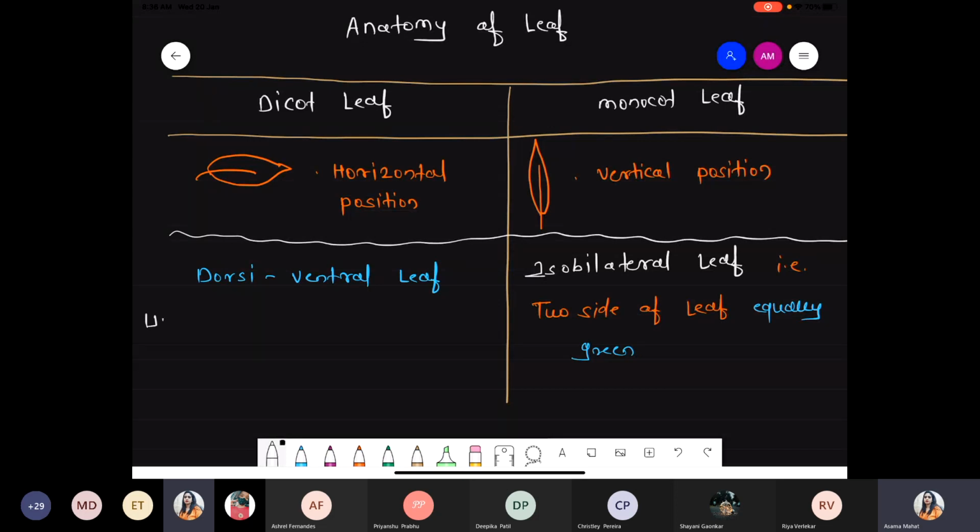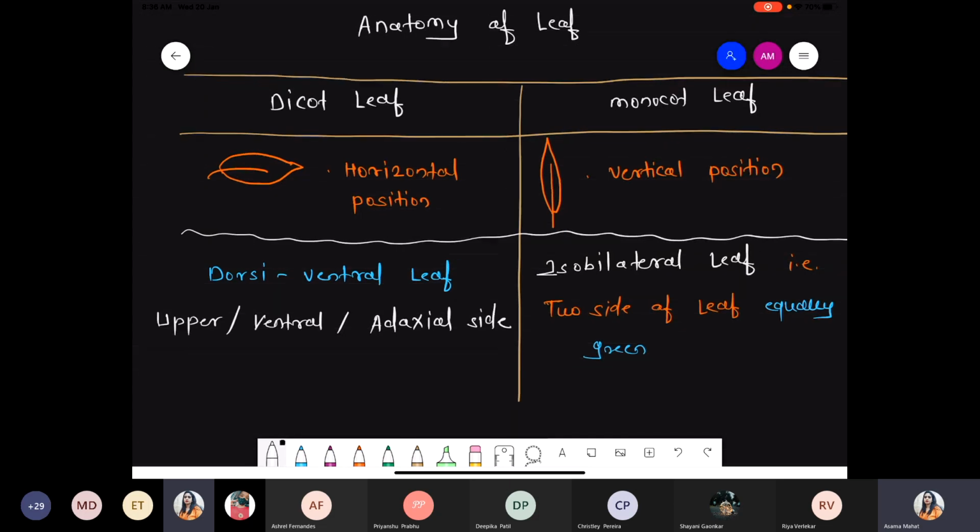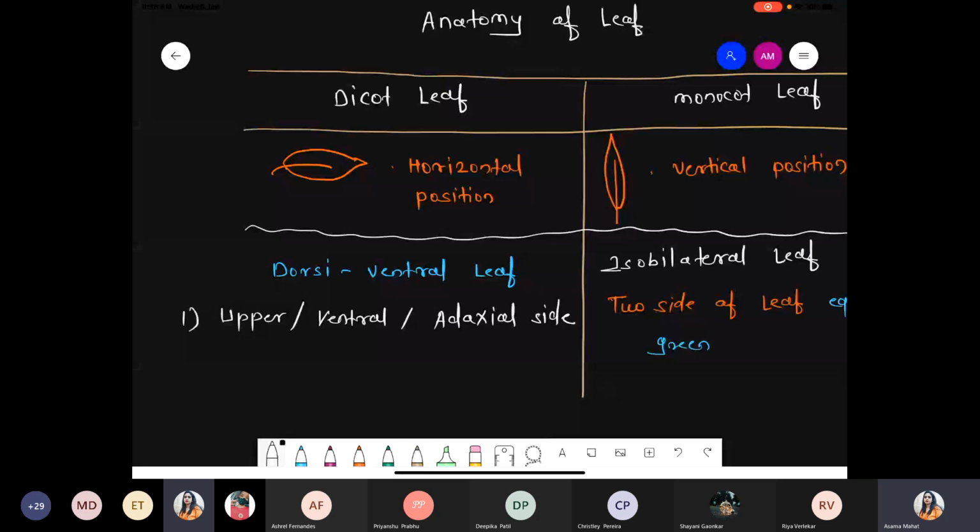The upper side of the leaf is also called the ventral side, and the ventral side is also called the adaxial side. Adaxial. So number one, we are talking about the upper ventral or adaxial side. Basically this side is present in dark green color. This will be dark green, and yes, you observe that it is like this.